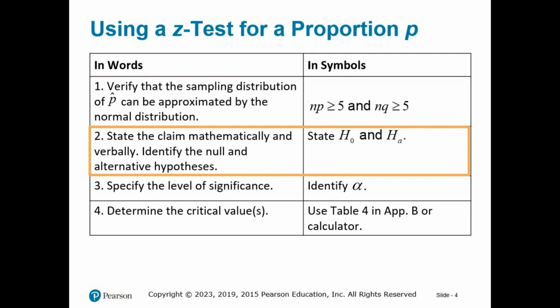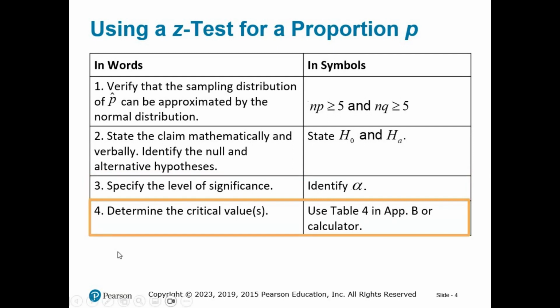Next, we need to state the claim and identify our hypotheses. Remember, our null hypothesis will have some sort of equality symbol, and our alternative hypothesis will have an inequality symbol. And either one can be the claim. Then you create the complement for the other hypothesis. After that, we're going to specify the level of significance, identify alpha.